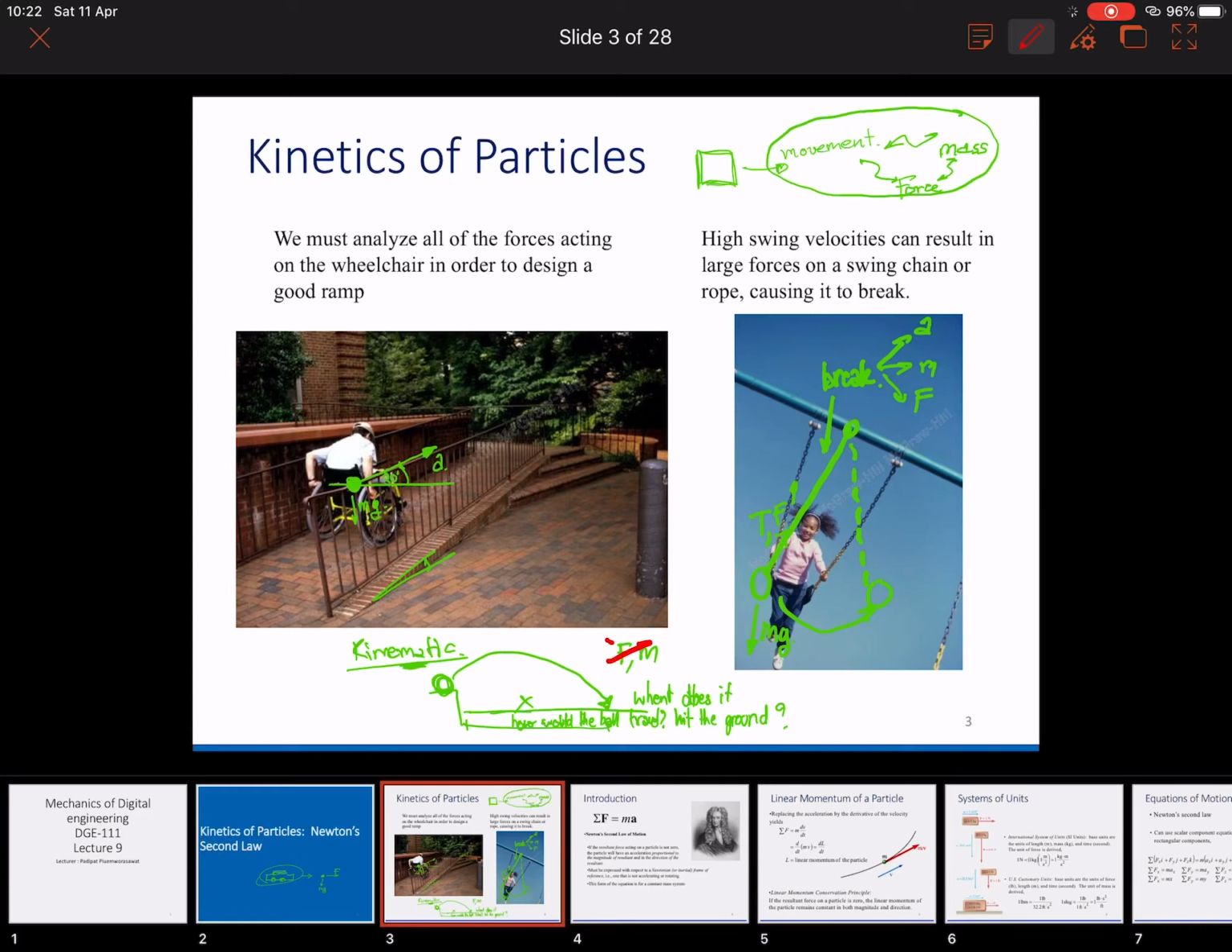Okay, so we don't have any mass or force in this case, in the kinematic case, okay? But as you can see here, in this kinetic stuff, we have mass, we have movement, and we have force. We have all three in there. So this is the difference between kinematics and kinetics, right?